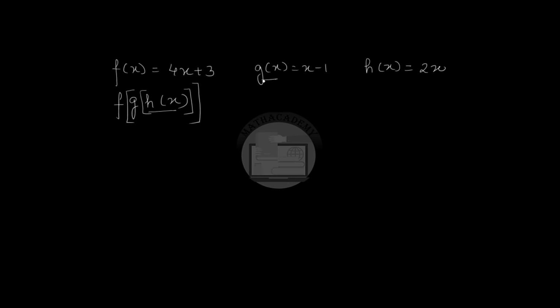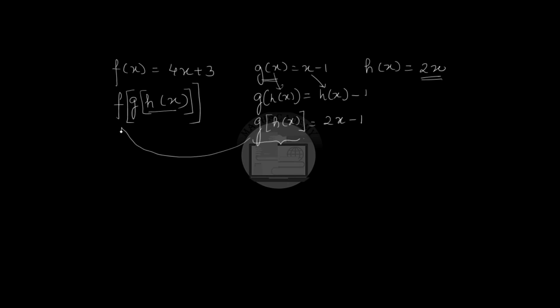Okay, so g of x is x minus 1. So g of h of x will be h of x minus 1. We are replacing x by h of x. So g of h of x is equal to, h of x is basically 2x, so 2x minus 1. Now this entire thing goes as input to this function f.